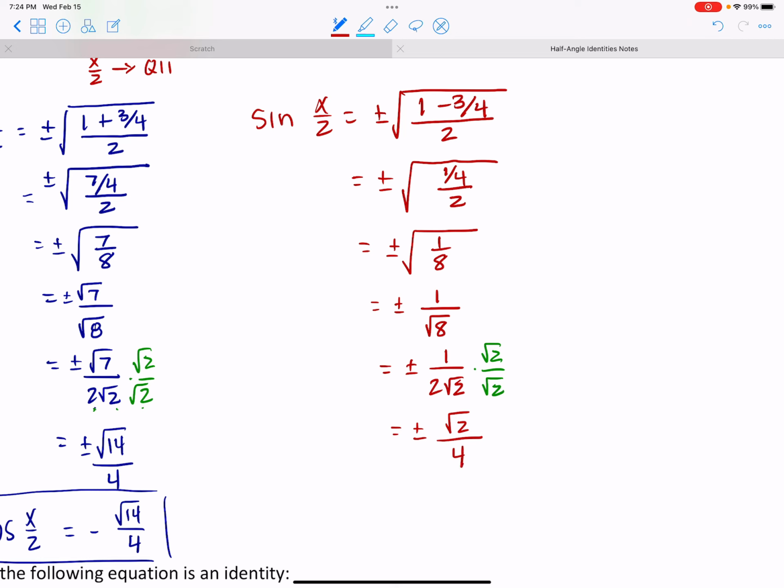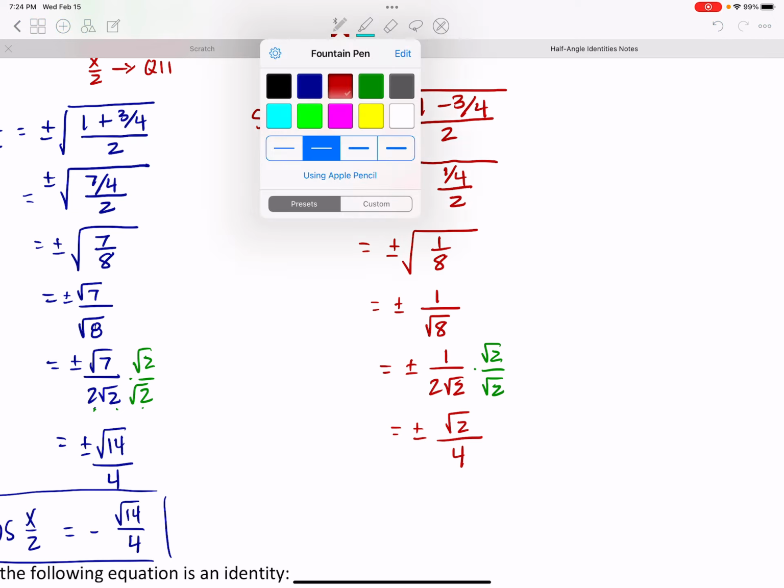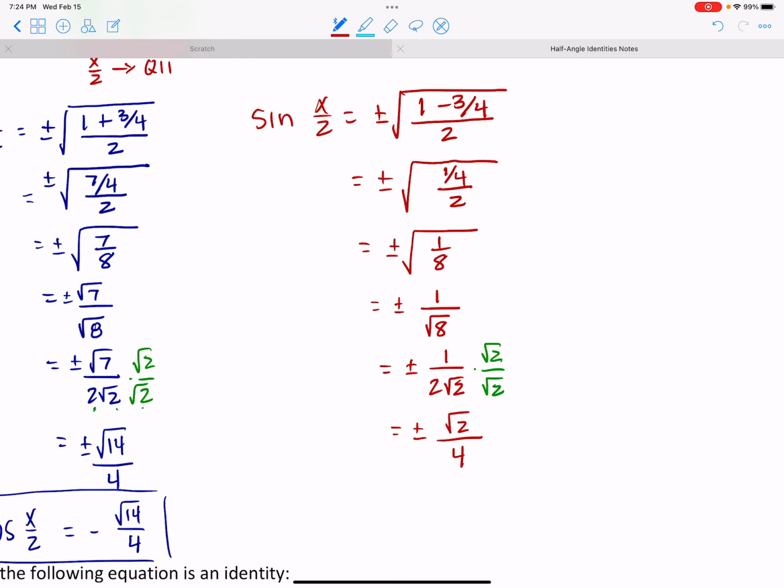So our angle, remember, in quadrant 2 means that although sine could be positive or negative depending where we are, because we're in quadrant 2, the sine should be positive. So we're going to take the positive version of this. We're going to say the sine of our half angle is the positive version of radical 2 over 4. And now we're almost done.